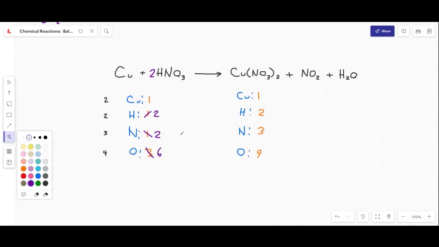Now I can balance nitrogen, but I run into this situation where I have an odd number of nitrogens on the product side and an even number on the reactant side. So what do I have to do?